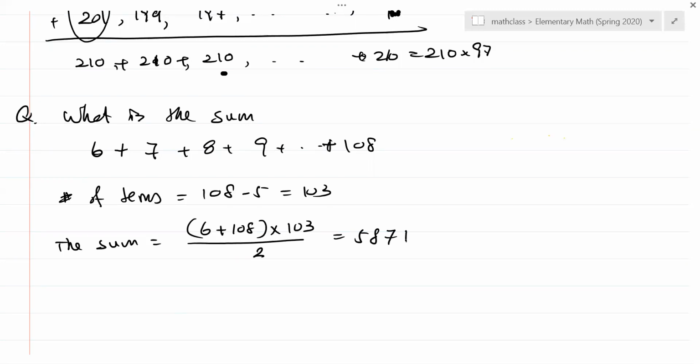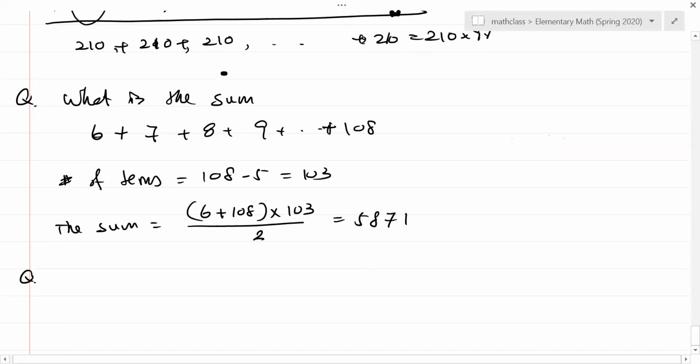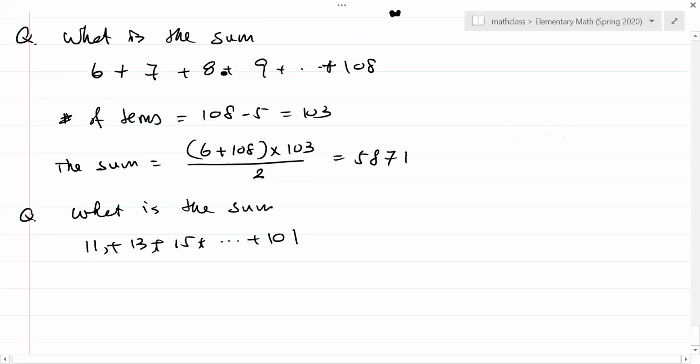Okay. Now, if we are given other numbers, suppose it's 11, 13, 15, and so on, add them together up to 101. Okay.